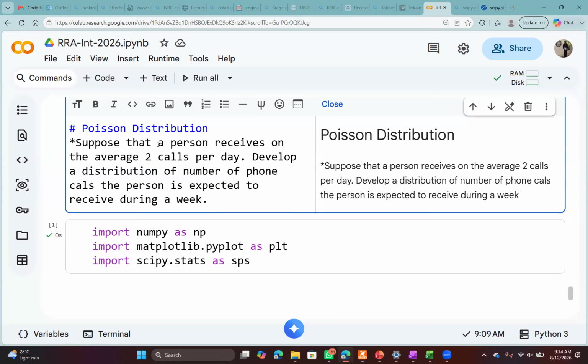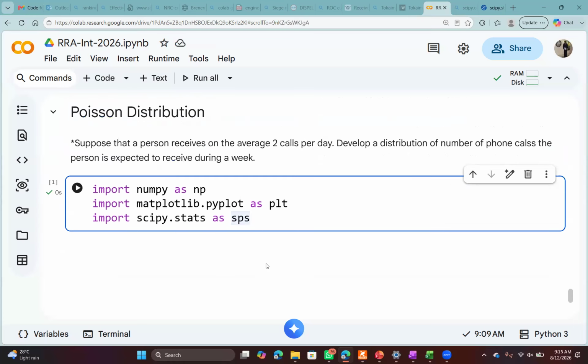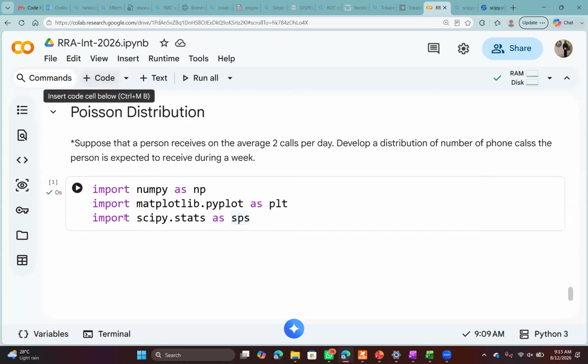So develop a distribution of number of phone calls the person is expected to receive during a week. So this is a simple problem. So any number will be correct. But the difference in ordinary opinion and a scientific opinion is the calculation of probabilities. So let's define the variables.